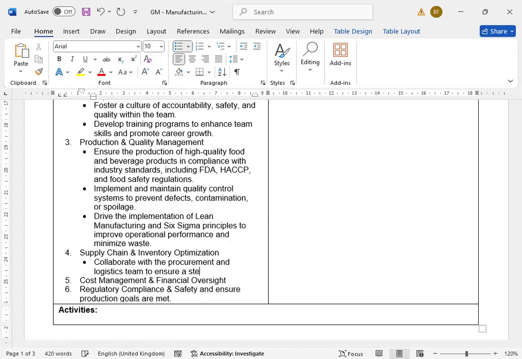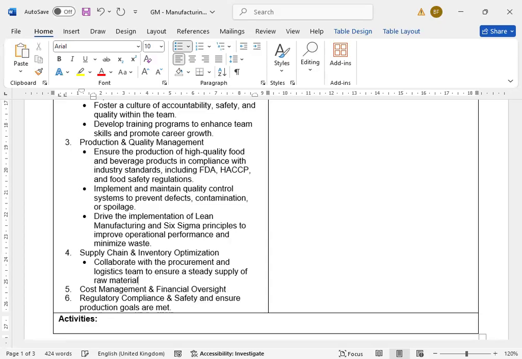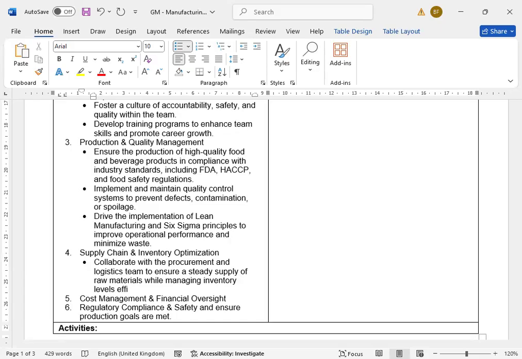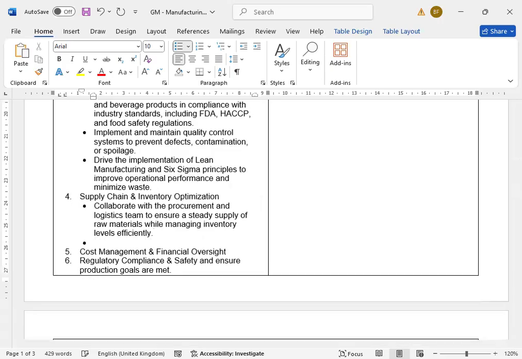Logistics team to ensure a steady supply of raw materials, while managing inventory levels efficiently.